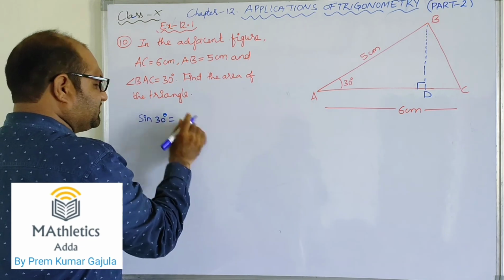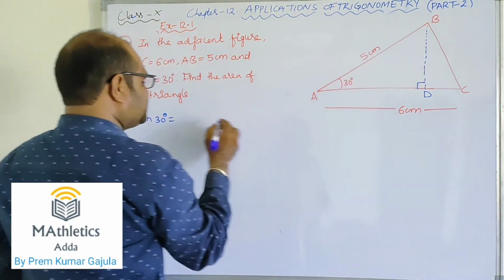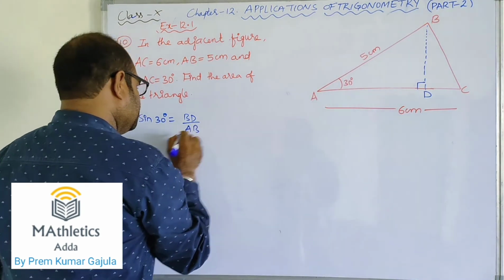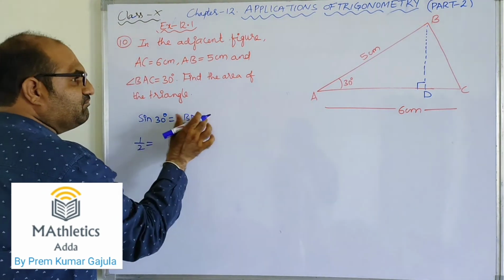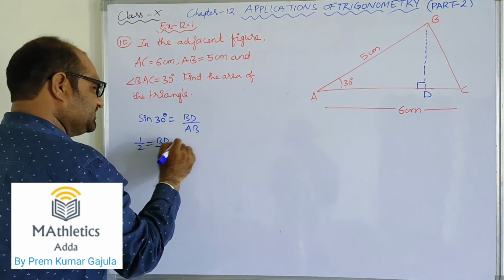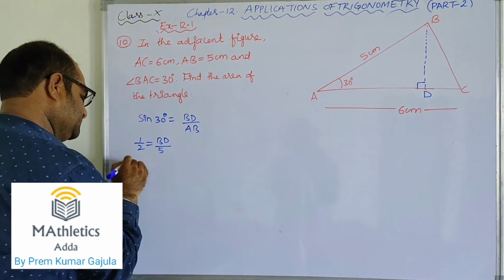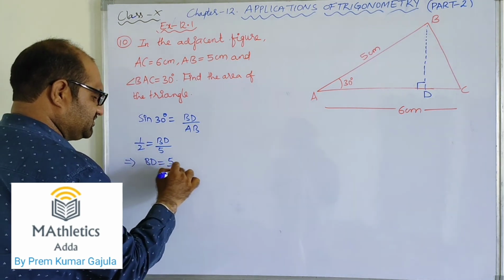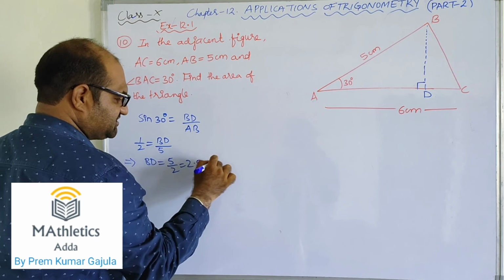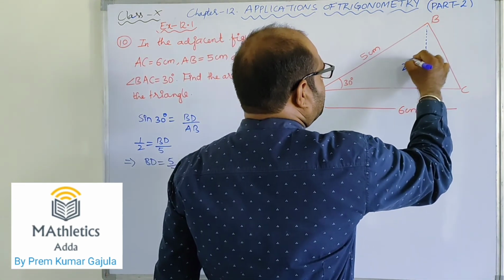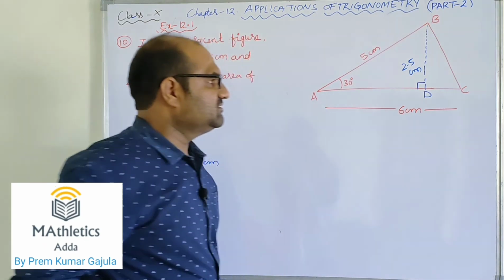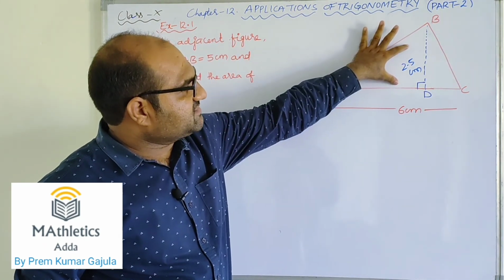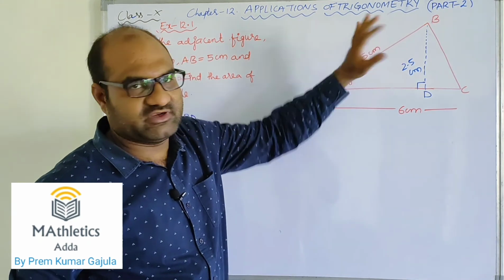Sine 30 degrees is equal to opposite side BD by hypotenuse AB. That is, sine 30 value is 1 by 2. BD value we don't know, so write as it is. AB value is given as 5. So if you shift that 5 that side, you will get BD is equal to 5 by 2, which is equal to 2.5 centimeter. So we have already one base, that is AC 6 centimeters, and now we have got BD, that is the perpendicular, that is the height of the triangle, as 2.5 centimeter.